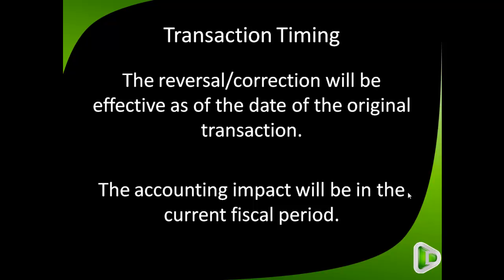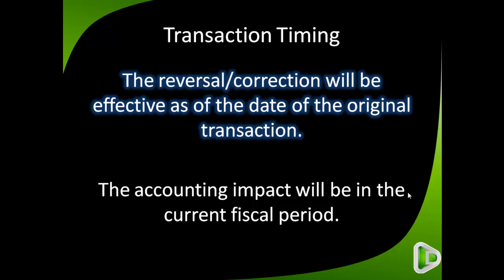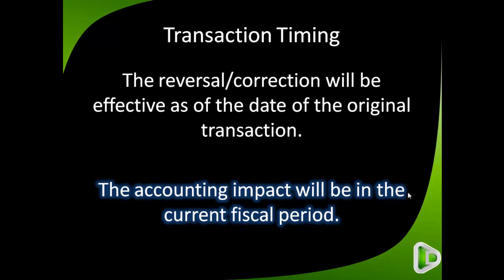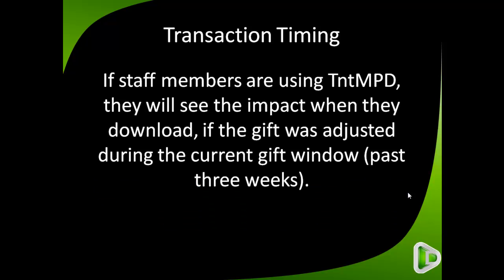Now, one quick note about transaction timing. The reversal and the correction will be effective as of the date of the original transaction, but the accounting impact will be in the current fiscal period. So that even if the gift was given 4 months ago, the impact on the staff account balances will be in the current period. Let's take a quick look at how that works in TNT.